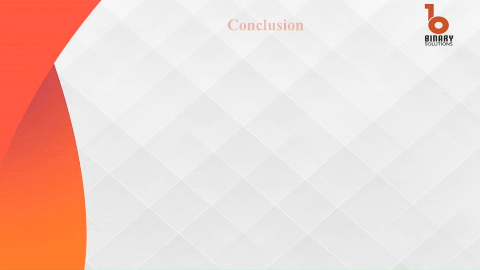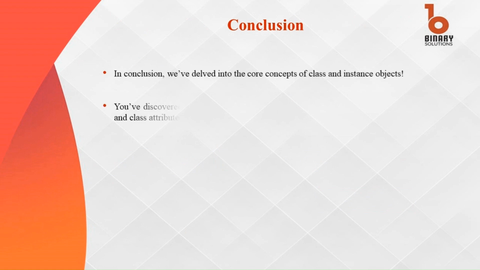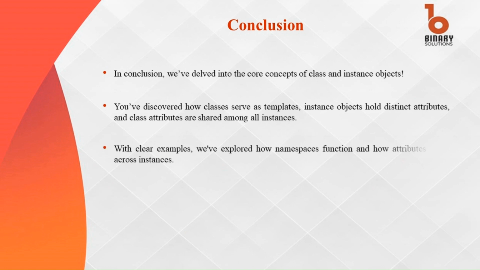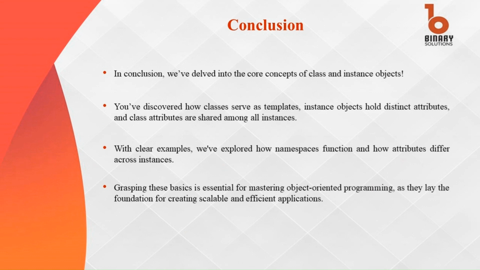In conclusion, we've explored the fundamentals of class and instance objects. You've learned how classes act as blueprints, how instance objects maintain unique attributes, and how class attributes are shared across instances. Through detailed examples, we've seen how namespaces work and how attributes can vary between instances. Understanding these fundamentals is crucial for mastering object oriented programming, as they form the backbone of building scalable and efficient applications. Keep practicing, challenge yourself with new problems, and don't forget to share your thoughts and progress.